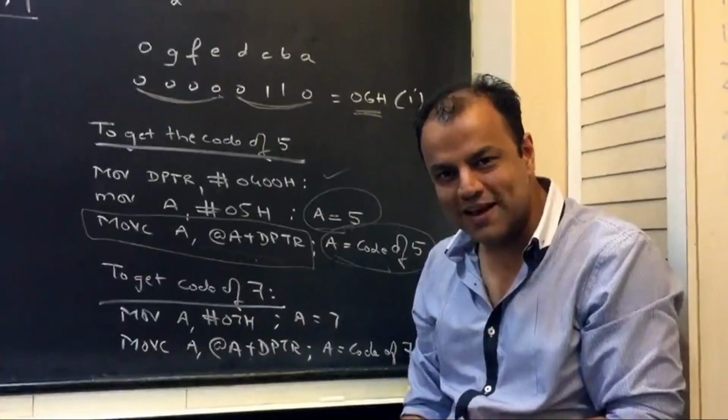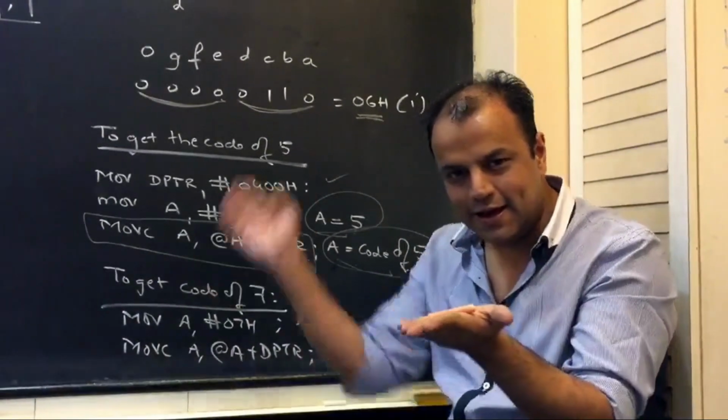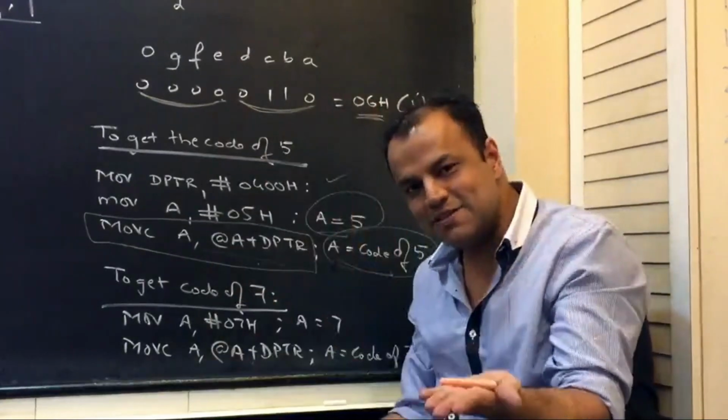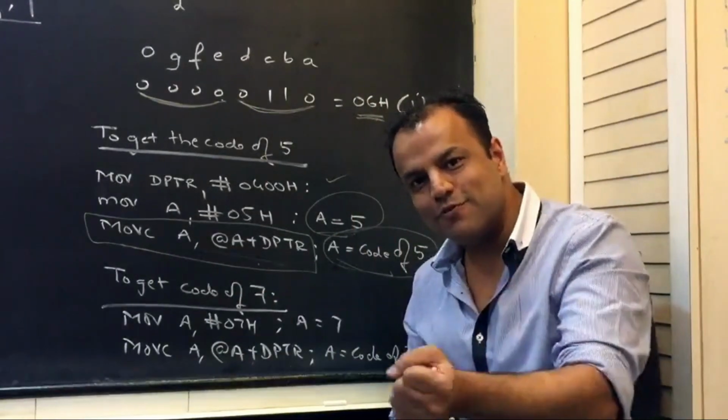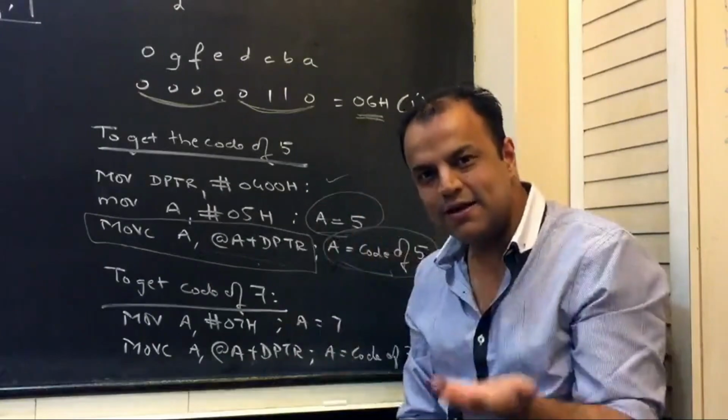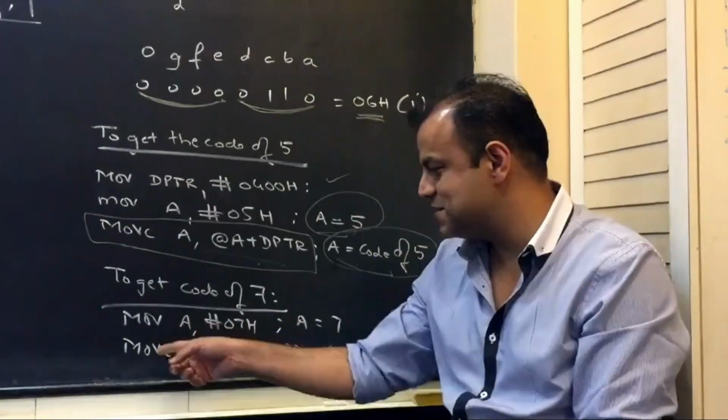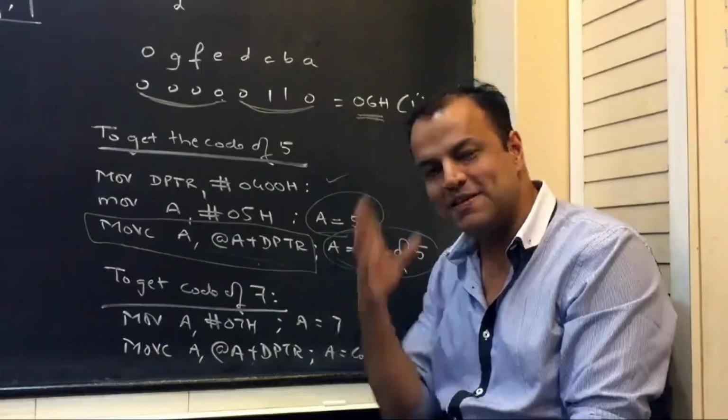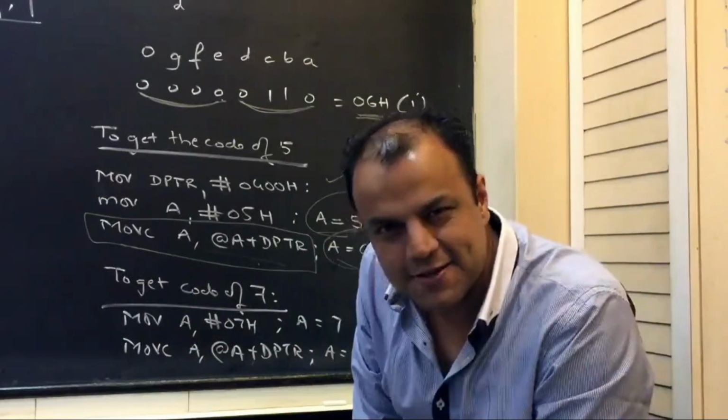If you want the code of 9, put 9 in A, write MOVC A, @A+DPTR. That 9 becomes the code of 9. Any number that you want to translate into its own code is done using the instruction MOVC A, @A+DPTR. Please tell me, is the use of this instruction clear?